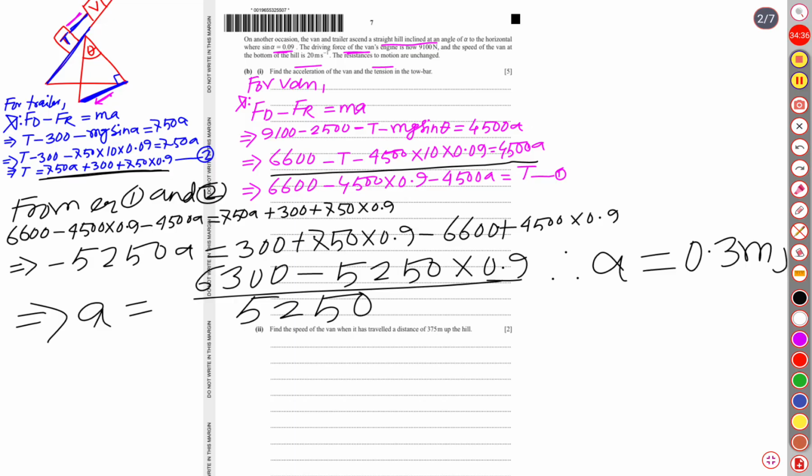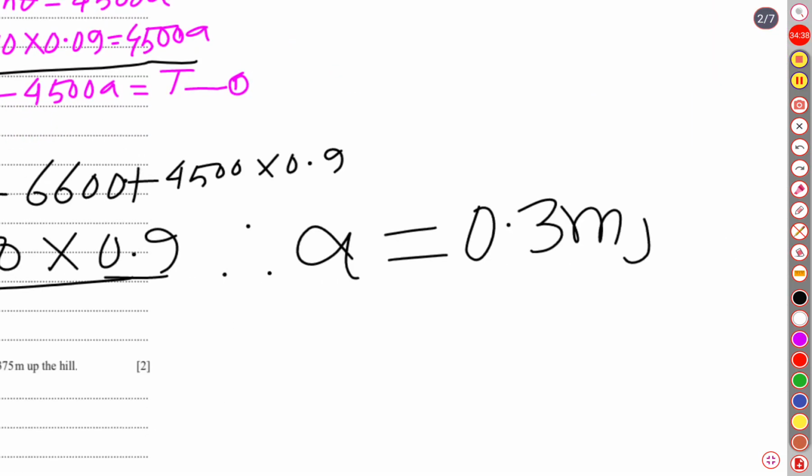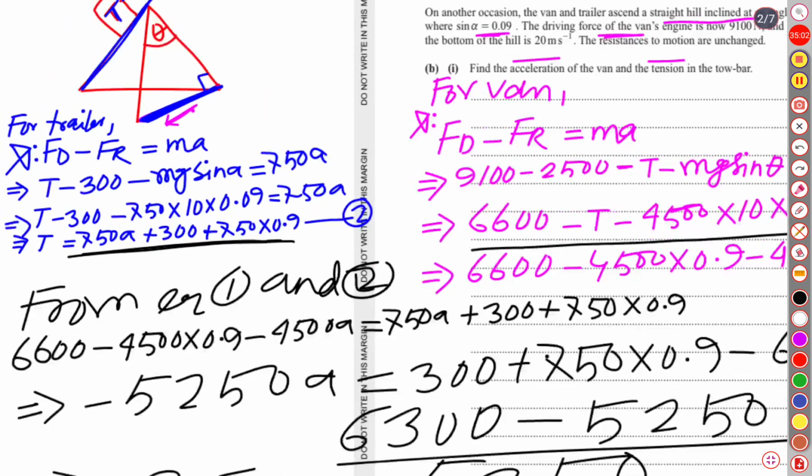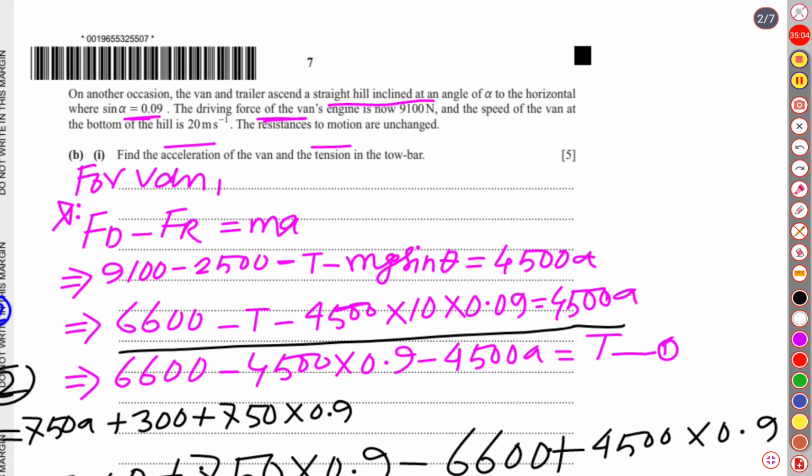Let me write this over here. 0.3 meter per second. This is the answer to one of the parts. This is acceleration. They didn't tell us only to find acceleration. Look at the question. The question has asked for acceleration as well as tension in the tow bar. Acceleration has been obtained, now tension is to be obtained.